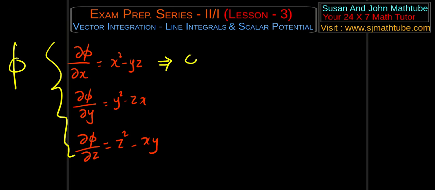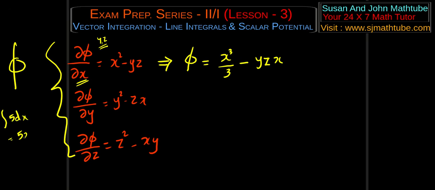Okay, now I am going to integrate. And remember, when you find partial derivative, you treat y and z as constants. So when you integrate, remember that fact. So we are going to integrate with respect to x. So I am going to get x cubed by 3 minus y into z into x, because integral of a constant with respect to x will be constant into x.